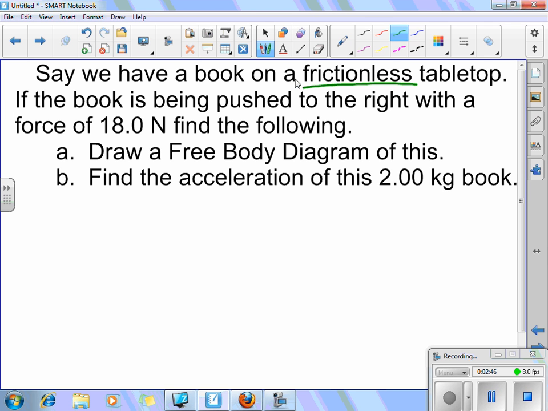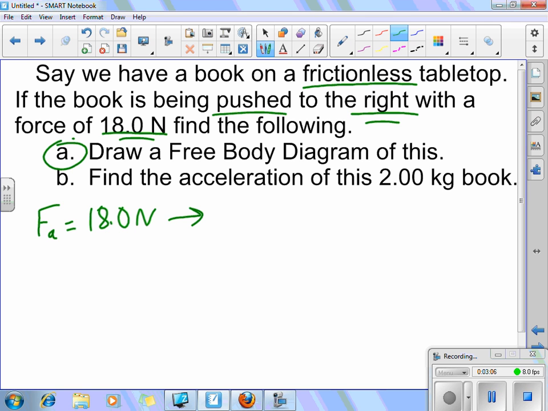So first off, frictionless tabletop is important. No friction means it looks like we won't have anything resisting this motion to the right. And there's a force that goes to the right at 18 newtons. It's being pushed, so we could call that a force applied. So I have some force applied that is 18.0 newtons to the right I could draw. That was my magnitude and direction. And this is actually what is asked of us. We're actually asked to draw anyway. So in our order of doing things, we have to draw this anyway.